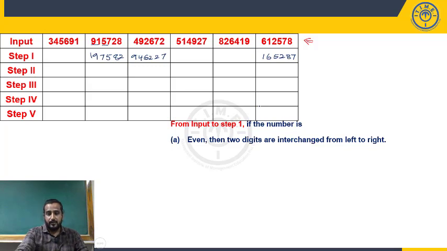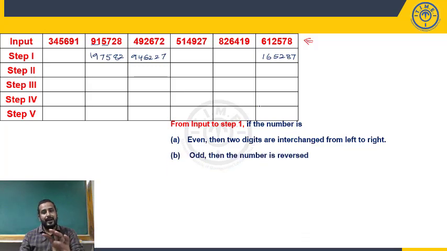Done. But what about if it is odd? The entire number is reversed. So, reverse it. 3, 4, 5, 6, 9, 1 becomes 196, 543. 514, 927 becomes 729, 415. 826, 419 becomes 914, 628. So, these are step 1 and the logic in step 1 is this one. Clear?